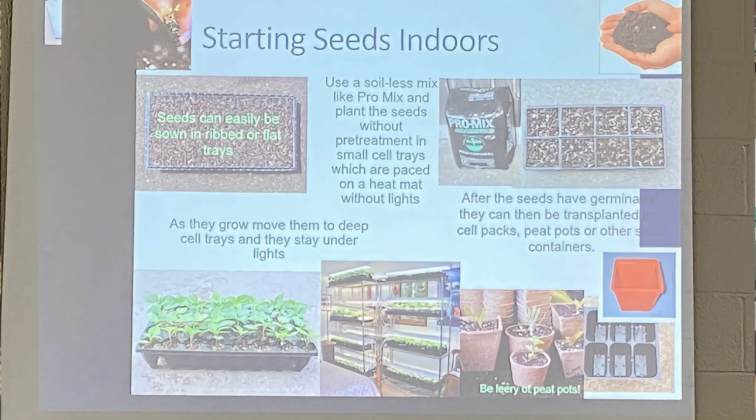And then seed starting. Use a soilless mix like Pro-Mix and plant the seeds without pre-treatment in small cell trays, which are placed on a heat mat without lights. As they grow, move them to deep cell trays and they stay under lights. After the seeds have germinated, they can then be transplanted into cell packs, peat pots, or other containers, like 2-inch.